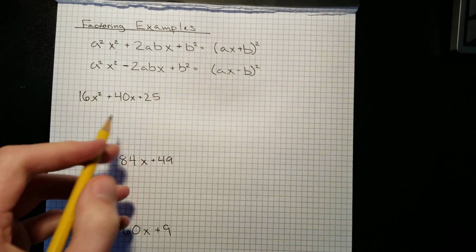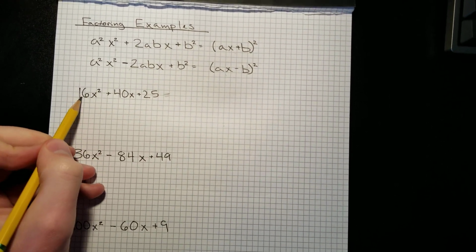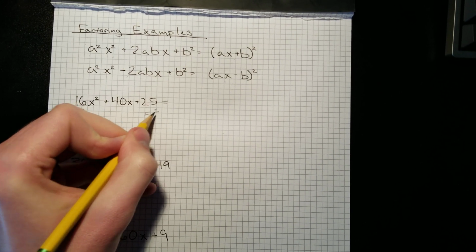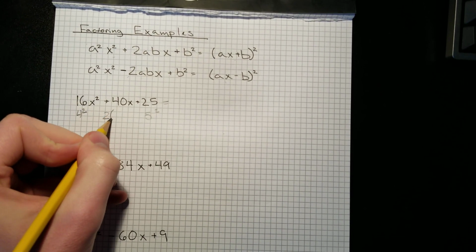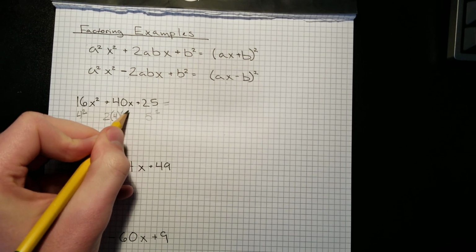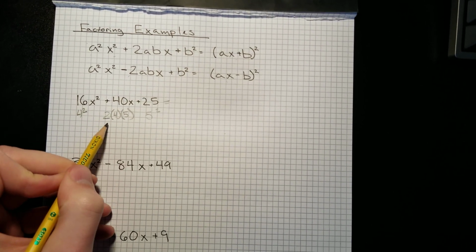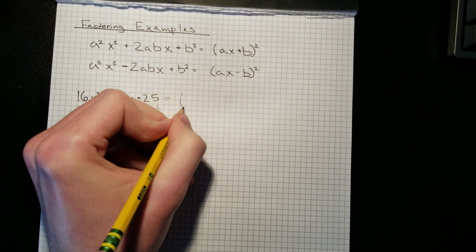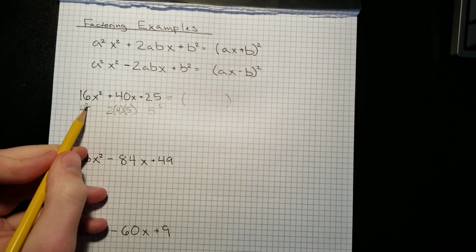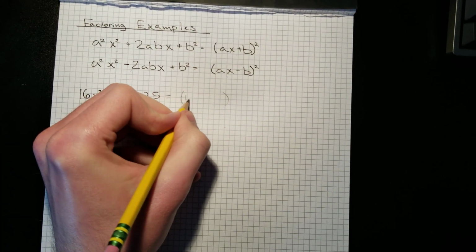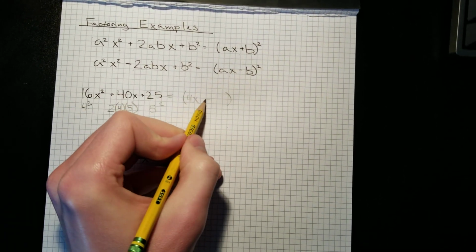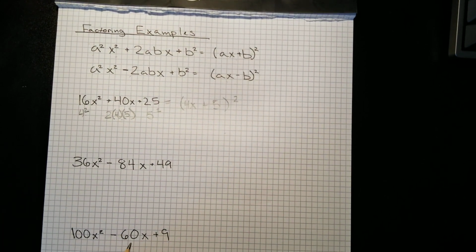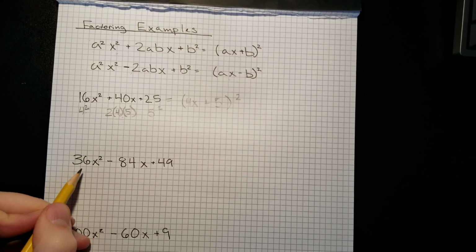So here, we're going to check to see. This is 4 squared. That is 5 squared. And that is 2 times 4 times 5 in the middle. So that means that I have two numbers that work for a and b. So I can rewrite this as, well, I get rid of the square, so 4x plus 5, all of that is being squared. That's the factor.